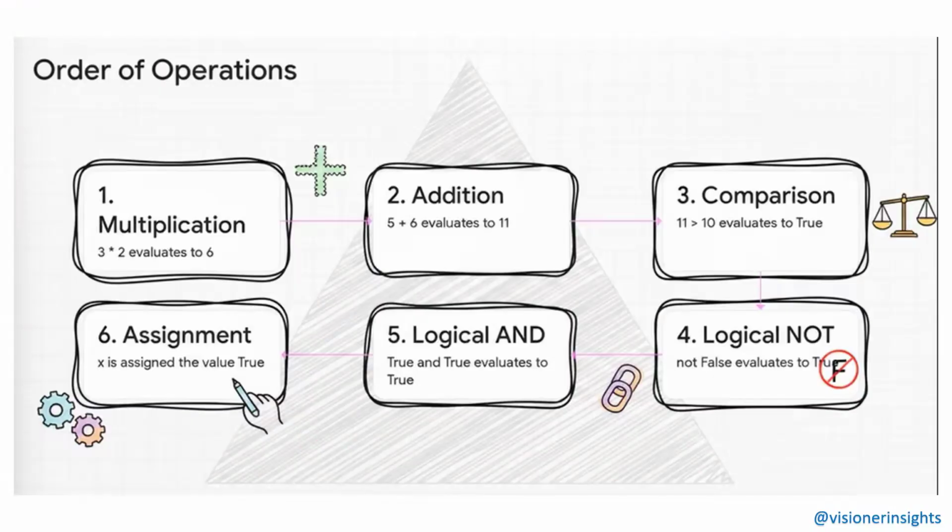Let's actually trace that pyramid with the example from the last slide. So Python sees x = 5 + 3 * 2 > 10 and not False. Following the rules, it starts with multiplication. 3 times 2 becomes 6. Then addition, 5 plus 6 is 11. Next up, the comparison. Is 11 greater than 10? Yep, that's true. Then the logical not False becomes True. Then the and, True and True, is of course True. And only now, at the very end of all that, does the assignment operator kick in and give the final value of True to our variable x.